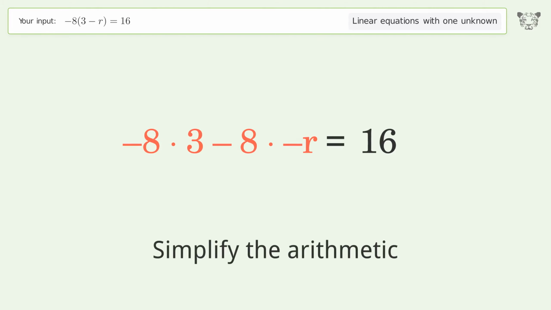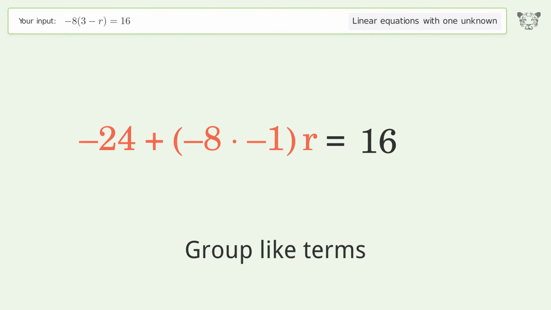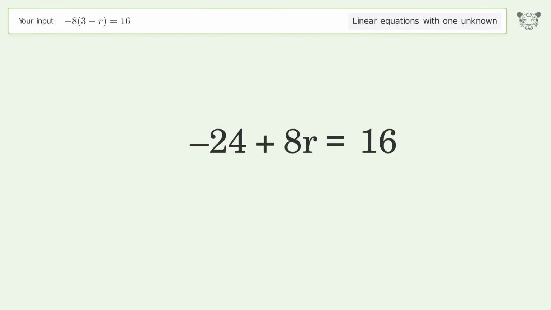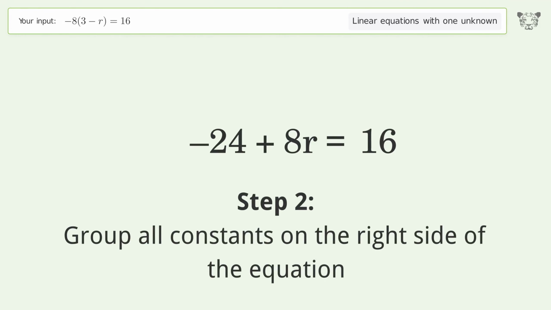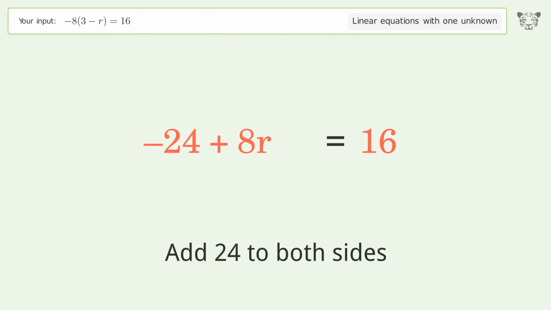Simplify the arithmetic. Group like terms. Multiply the coefficients. Group all constants on the right side of the equation. Add 24 to both sides.